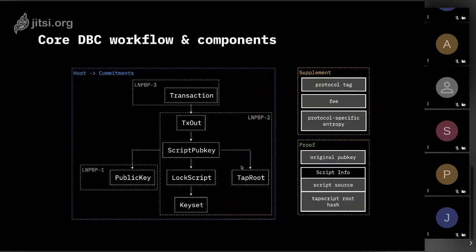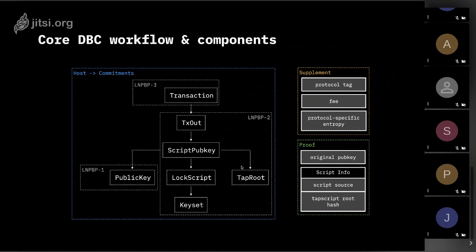So in terms of this commitment hierarchy, we have 3 standards covering different parts of this hierarchy. It runs from transaction to transaction output into script pubkey. And depending on the construction of the script pubkey, it can go into the branch of public key commitment or tapscript commitment or taproot commitment. And with the tapscript commitment, we have a commitment into key set.